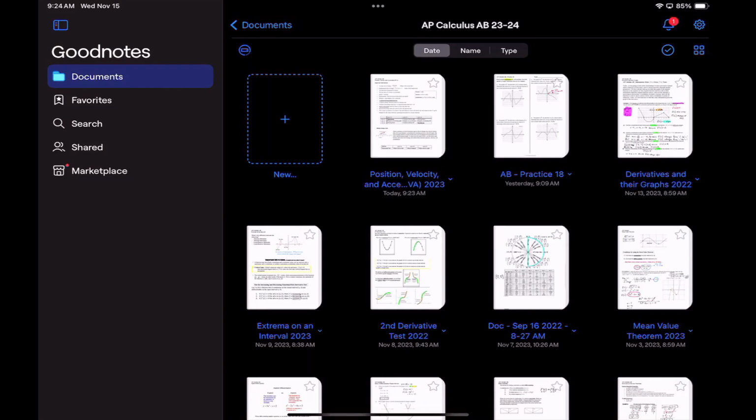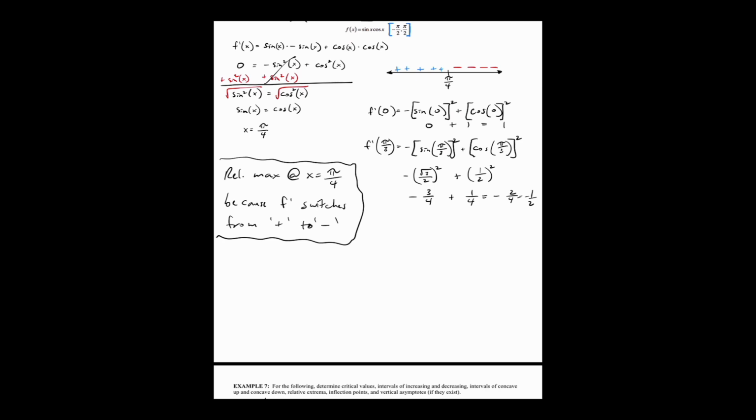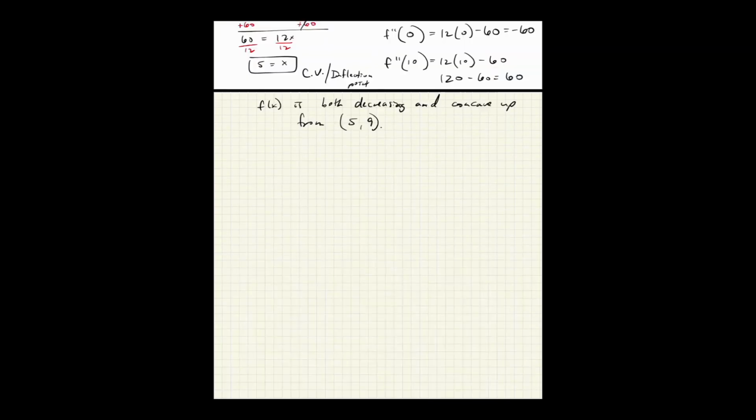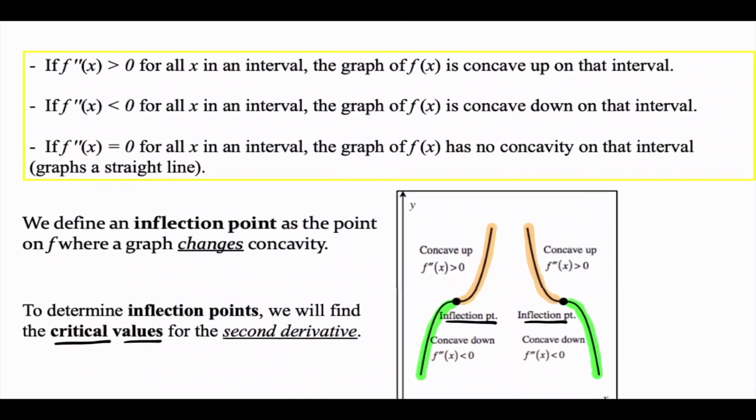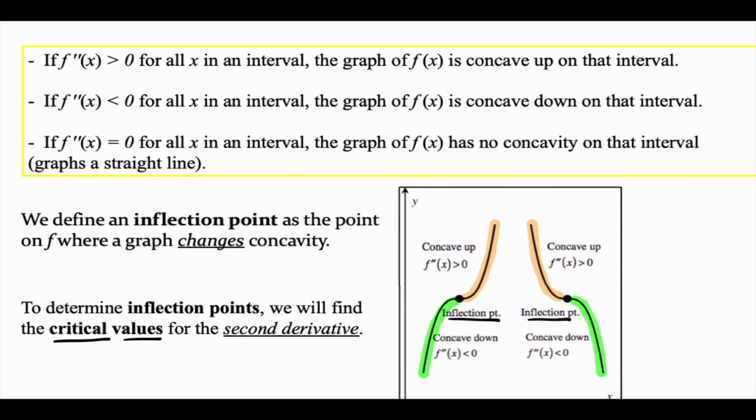How are we going to find where acceleration is positive and negative? Second derivative test. Right? Second derivative test will tell us where acceleration is positive and negative. And then we're going to overlap them and see where they're the same sign.